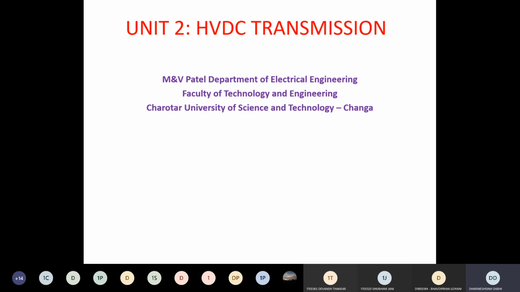Clear? So this is nothing but a loss of power, which is not possible in the DC line, because the DC line does not create this type of capacitance. Clear? So this type of over voltage or Ferranti effect does not happen in the DC line. So this is another advantage of HVDC line.